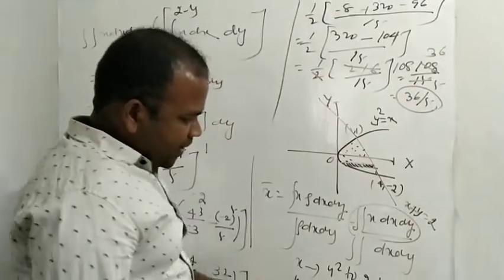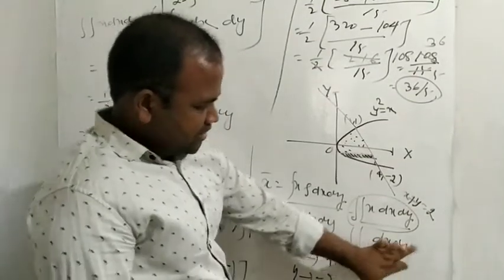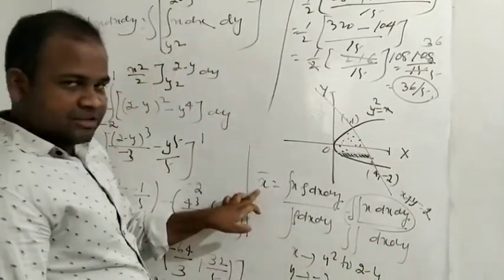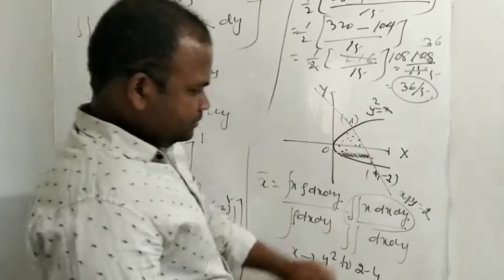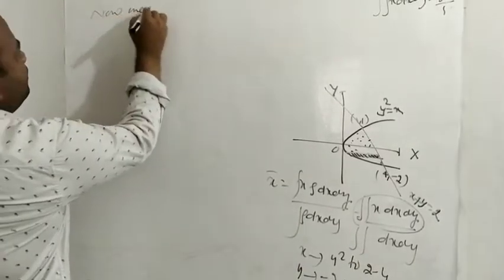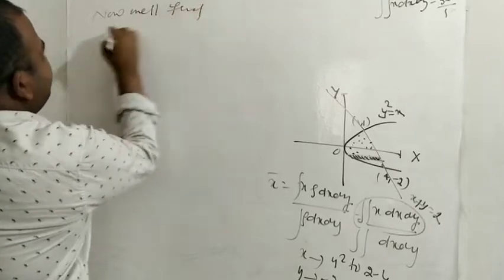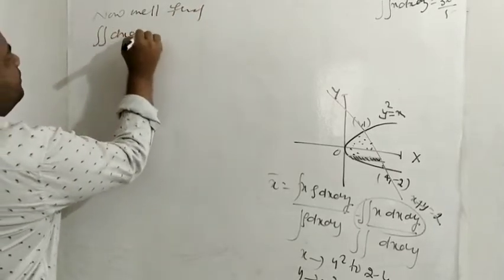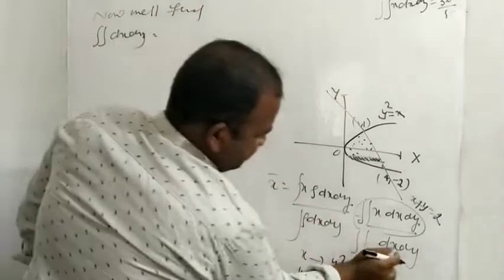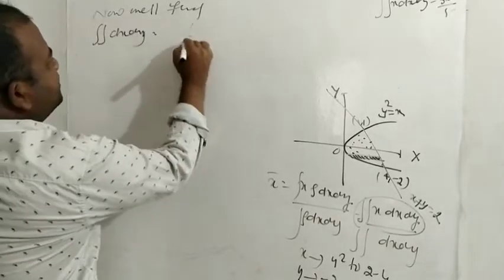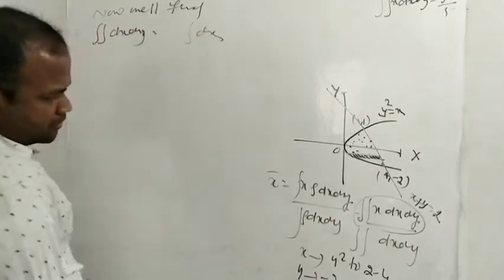So now you will find double integration of dx dy. Then you will get the x bar. Okay. Now we will find integration of dx dy. This one, integration of dx dy. Okay. So integration of dx, so integration of dx, that is what?